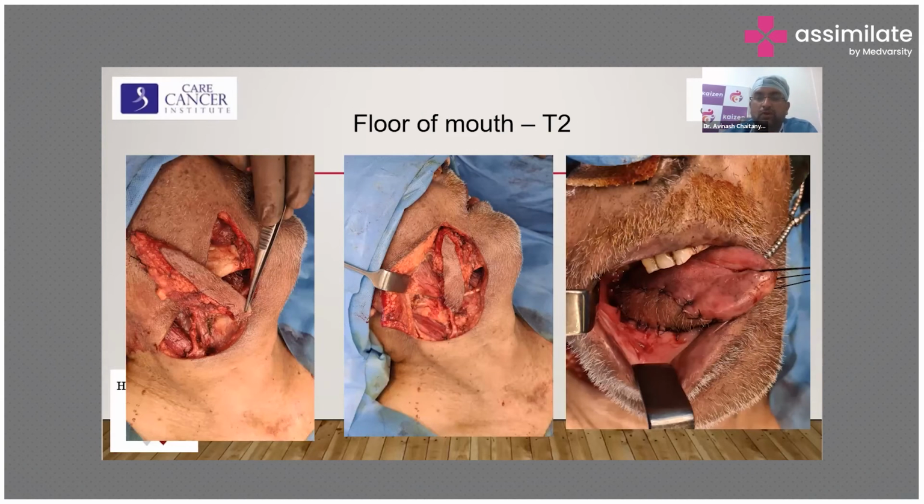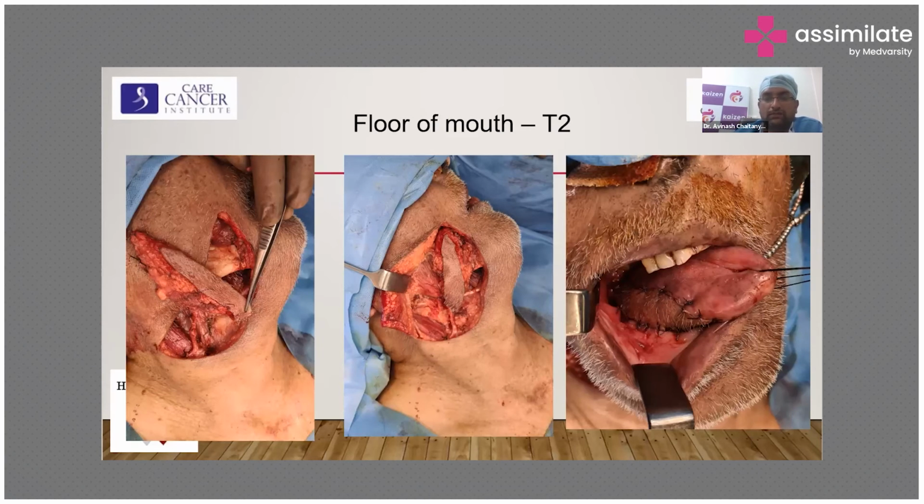So this is a floor of mouth lesion, which was T2. This is the site of the defect, which we have closed with the flap. The defect is not as big as to require a reconstruction for function. But the problem is it causes communication into the neck. When we do the surgery, a partial glossectomy is done, and along with that a neck dissection is done. So there will be some defect communicating into the neck. So whatever the patient eats, if this is not reconstructed, it will come down into the neck, right?